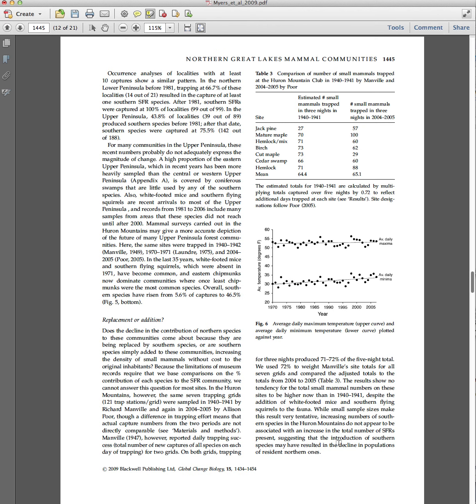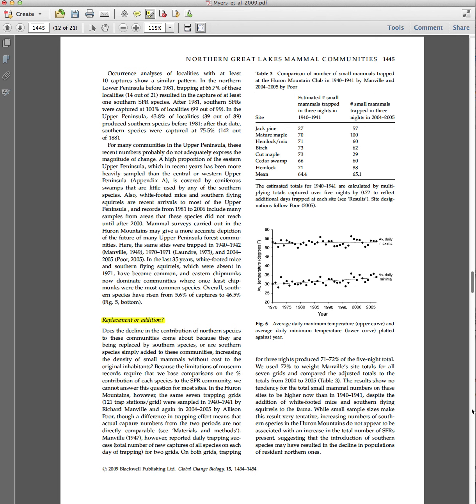Okay, this section, replacement or addition, is where we're now into the section where they're starting to interpret their results, which is pretty fun to see how they're doing that, and they're just doing it a little bit here. The next section, discussion, they're going to really get into it. But as you're seeing more southern species showing up in the northern habitats, are they replacing species that existed there in the past, or are they just adding more biodiversity? That's the question, and they're going to address that here, which is great.